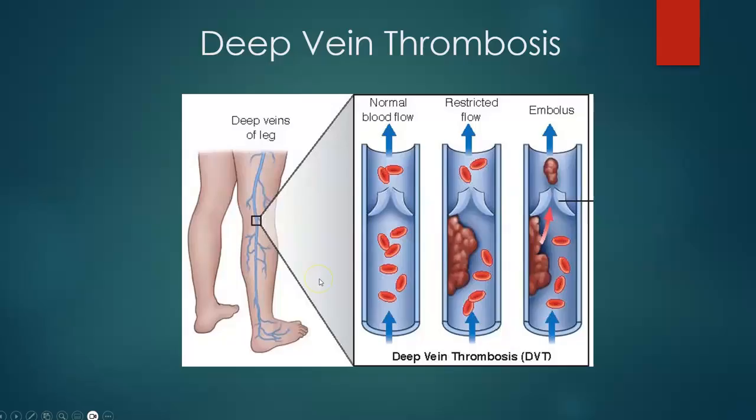Okay, so these are just the deep veins of the leg. You can see here that we have normal blood flow. This is that one-way valve that we have in our leg that prevents backflow. Then we have restricted blood flow, so we've got a little clot forming here and a little bit of a restriction going on. And then this is an embolus that has broken off from this clot and is now traveling in our circulatory system. So that's no bueno.